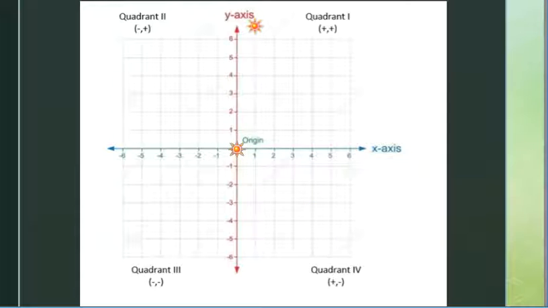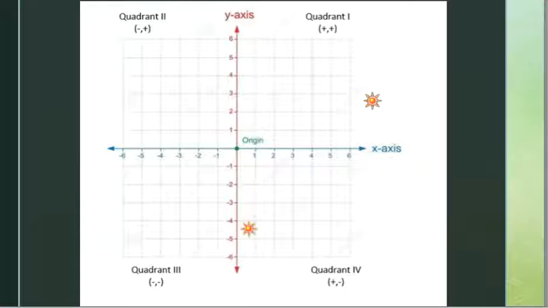Notice that from the center of the x-axis, as we move to the right, the numbers increase in value. And from the center of the x-axis, as we move to the left, the numbers decrease in value. Okay. From the center of the y-axis, as we move up, the numbers increase in value. And as we move down, the numbers decrease in value.